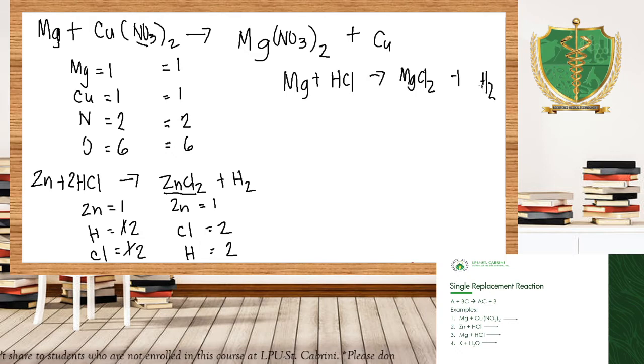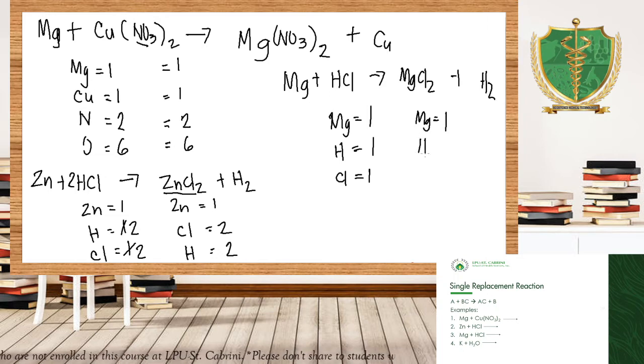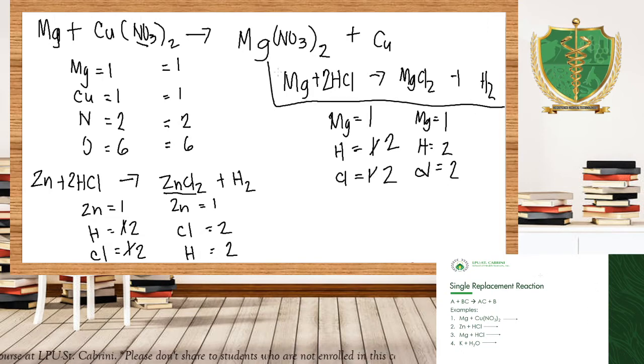Okay, balance po ba? Hindi. Okay, how are we going to balance this? So, ilang magnesium? 1. Ilang hydrogen? 1. Ilang chlorine? 1. Sa product, ilang magnesium? 1. Ilang hydrogen? 2. Ilang chlorine? 2. Okay? So, parang kagaya lang din nung another example natin kanina. Dagdag tayo dito ng 2. Naglagay tayo dito ng 2 as our coefficient. 2, 2. Balance? Balance.